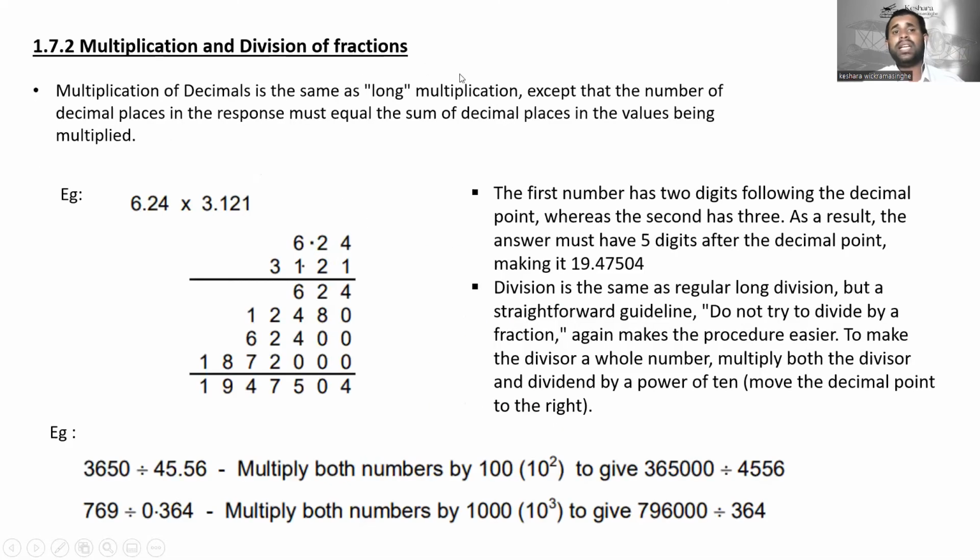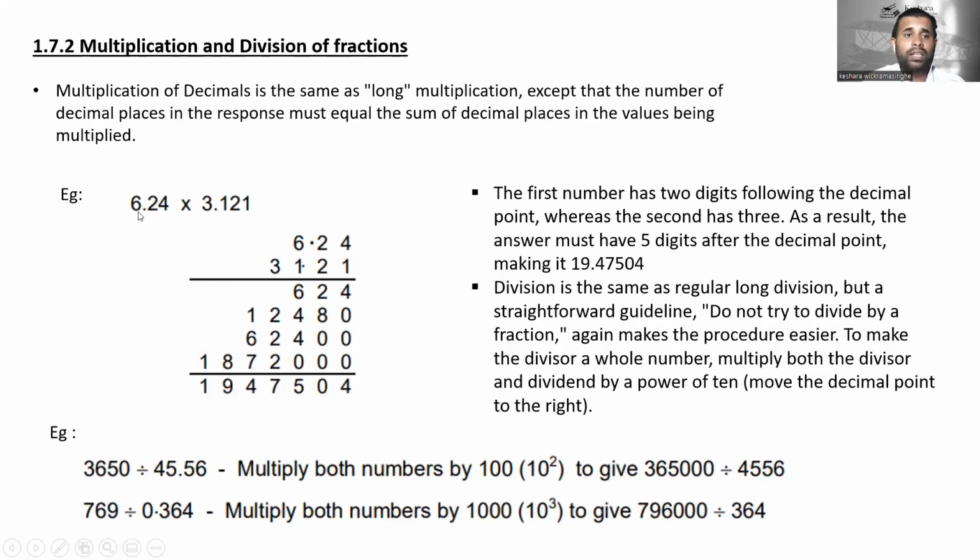So, multiplication and division of decimals. Multiplication of decimals is the same as long multiplication, except that the number of decimal places in the response must equal the sum of the decimal places. This is to express that the number of decimal places in the response must be equal to the sum of the decimal places in the values being multiplied.